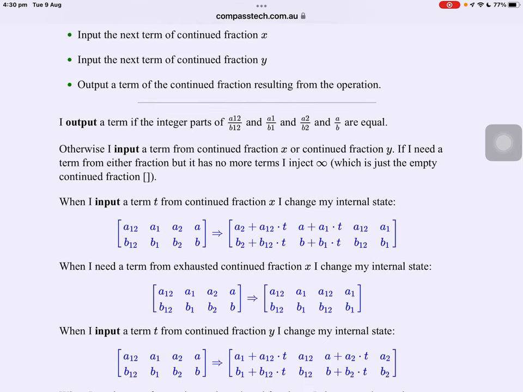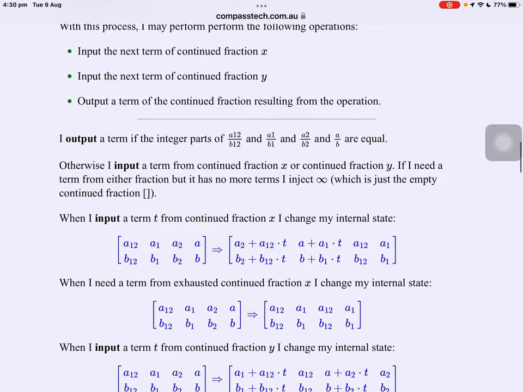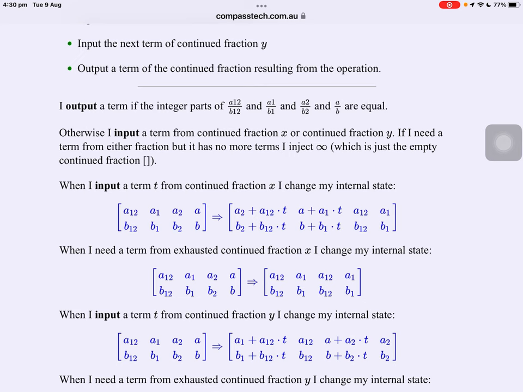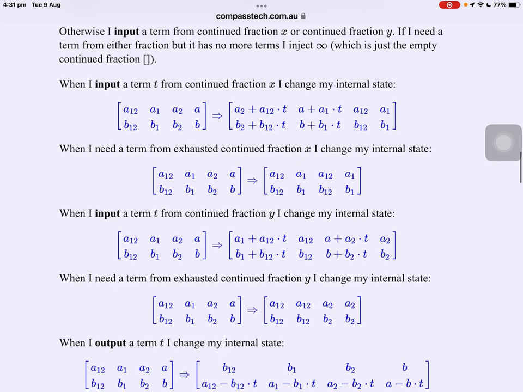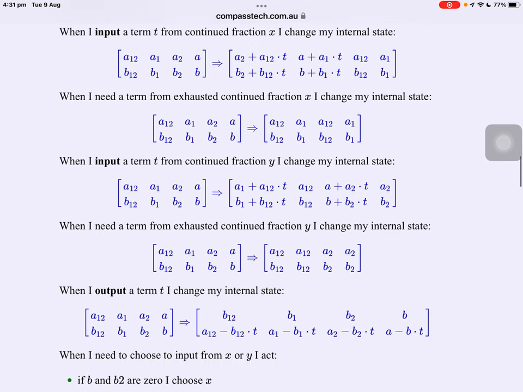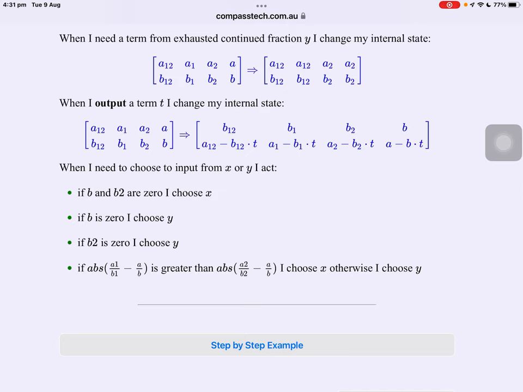I output a term if the integer parts of a12 over b12 and a1 over b1 in each of the four fractions contained in the matrix, once the integer parts are all equal, I can then output a term. Otherwise, I keep looking for terms from x and y. When I input a term from x, that acts upon the current matrix as shown there. If I want a term from x, but I have no x terms left, then it transforms the matrix as shown there. It's not hard. Same with y, there are slightly different transformations. And when I output a term, my matrix changes as follows.